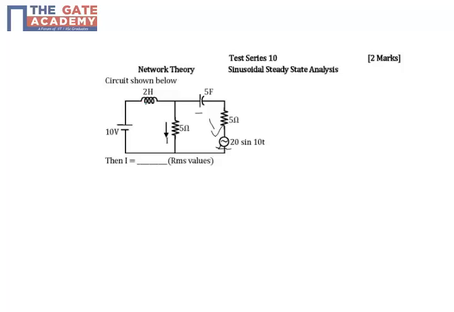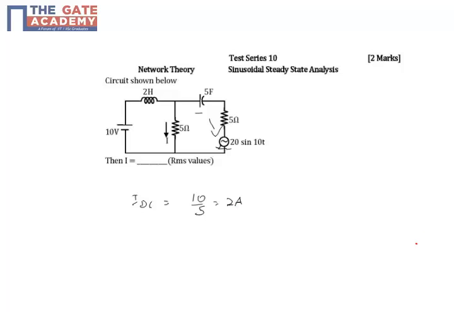Now that too, this inductor will act as a short circuit, as a result of which this 10 volt source will only see a resistance of 5 ohms. So the current due to this 10 volt source, I DC, will be equal to 10 by 5, that is equal to 2 amps.